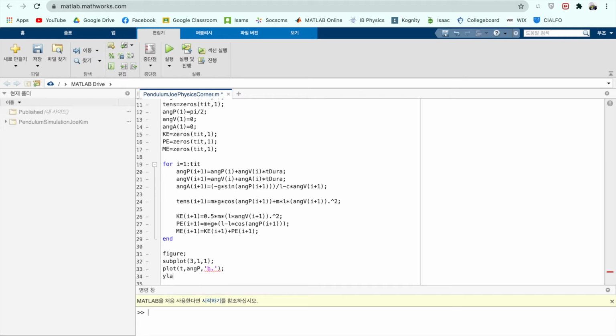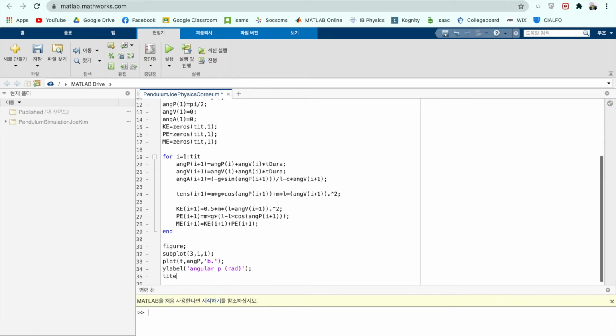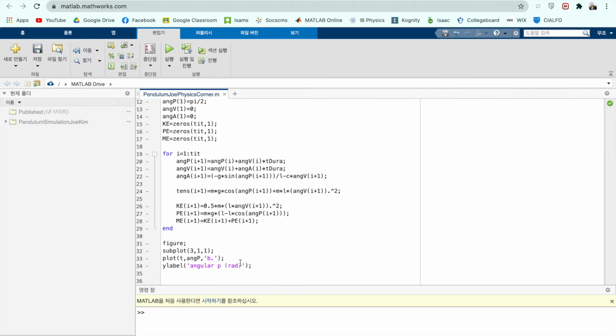And in my label for y, I'm going to say it's the angular position, and that's going to be in terms of the radian. And the title of all these 3 graphs, I'm going to add at the end. The title of them would be the angular quantities.